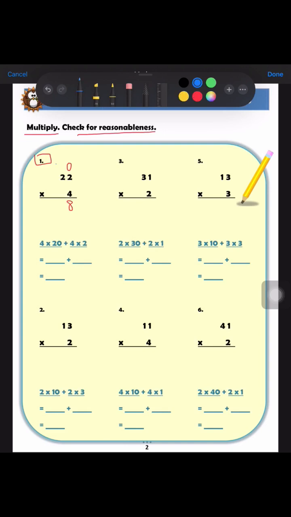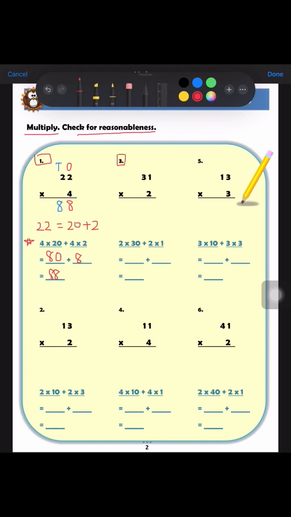And then we multiply tens. So 4 times 2 tens equals 8 tens. So the answer is 88. And then we check for the reasonableness. We split 22 into 20 and 2. So 22 times 4 equals 4 times 20 plus 4 times 2, which is 80 plus 8. So equals 88. So the answer is reasonable.